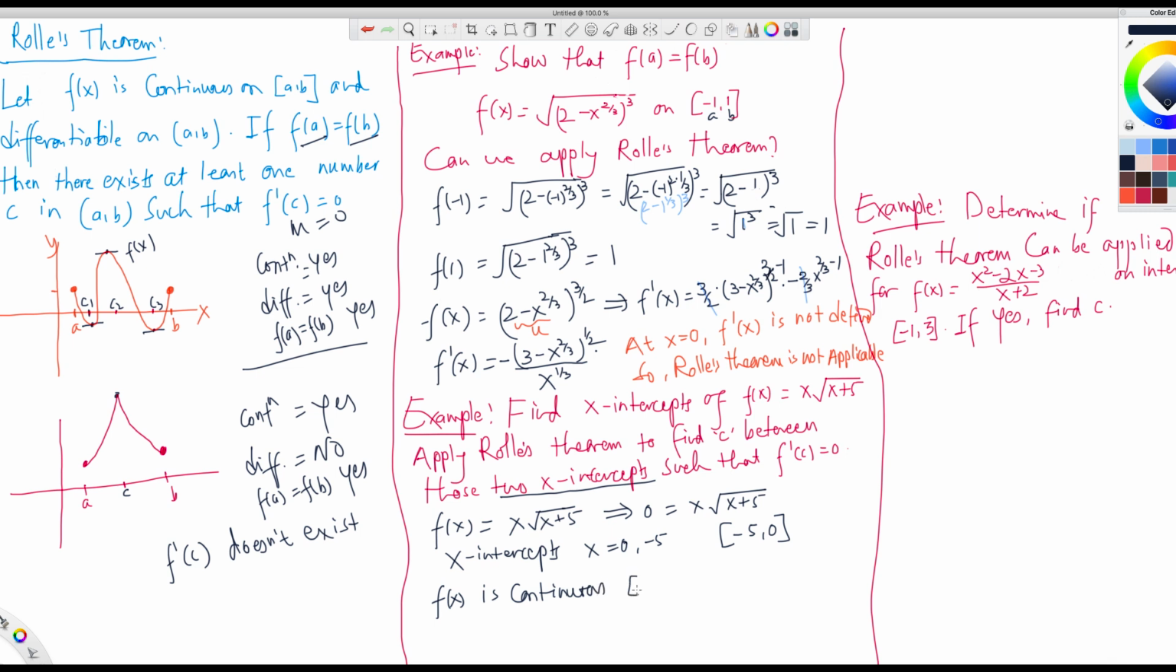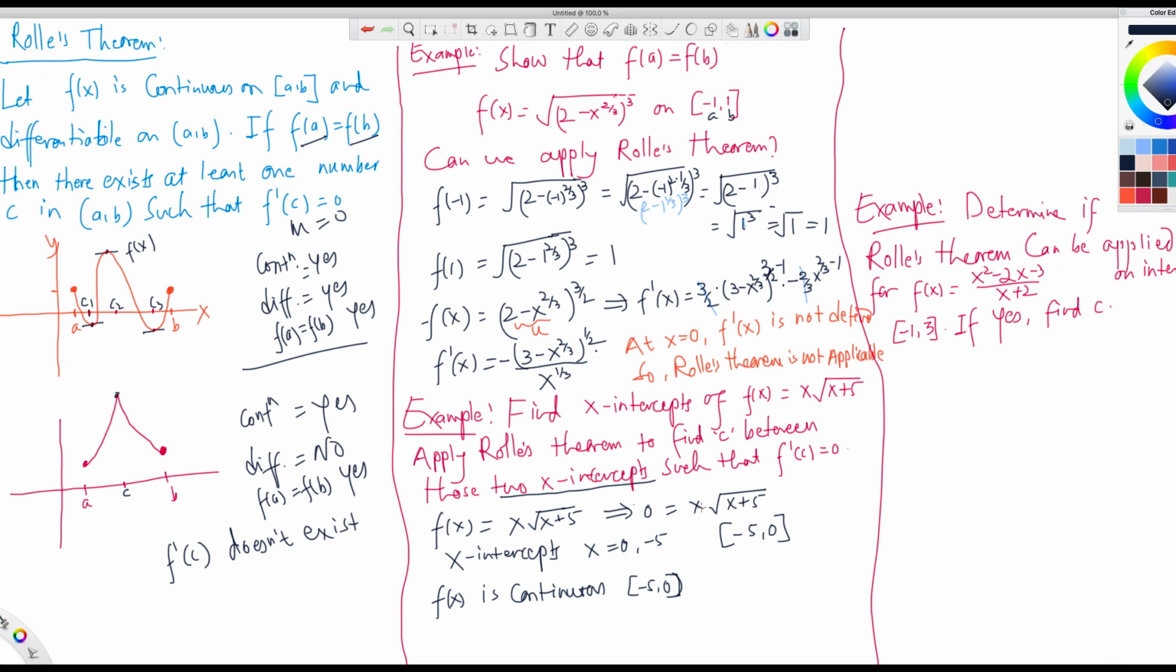Continuous on the interval -5, 0? The answer is yes, right? Why? Because there is no x in the denominator, so the function is defined everywhere. That gives you a zero or positive value under the root. So it looks like the domain is -5 through infinity, because if x is -6, -7 like that, you will get a negative number under the root. So -5 through infinity is the domain. So the function is continuous.